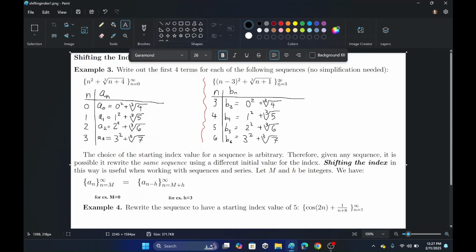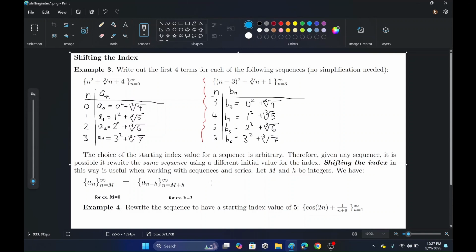And that's what we saw here, that to go from n equals 0 to n equals 3, we have to rewrite the formula. So each n value, or each n in the expression, I should say, we have to subtract 3 from it, or we have to subtract h from it in general. We'll rewrite a sub n as a sub n minus h.